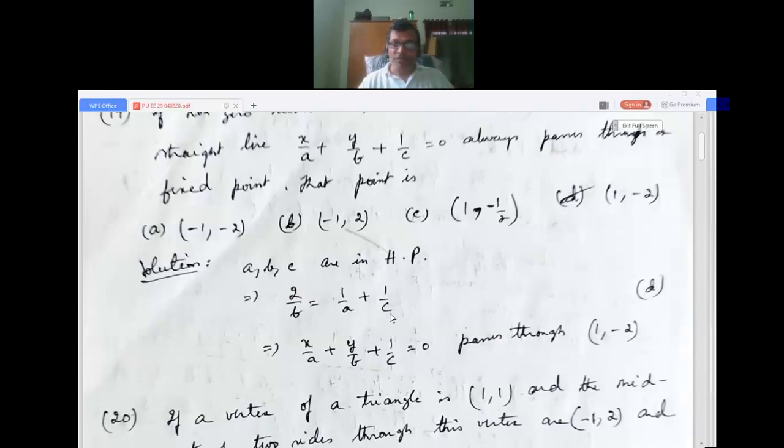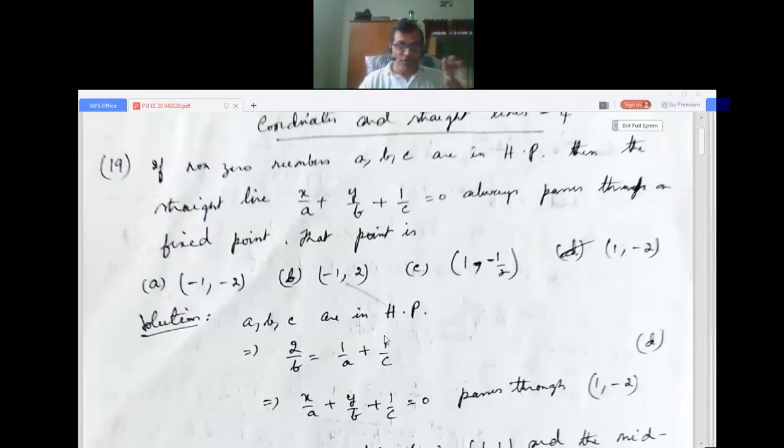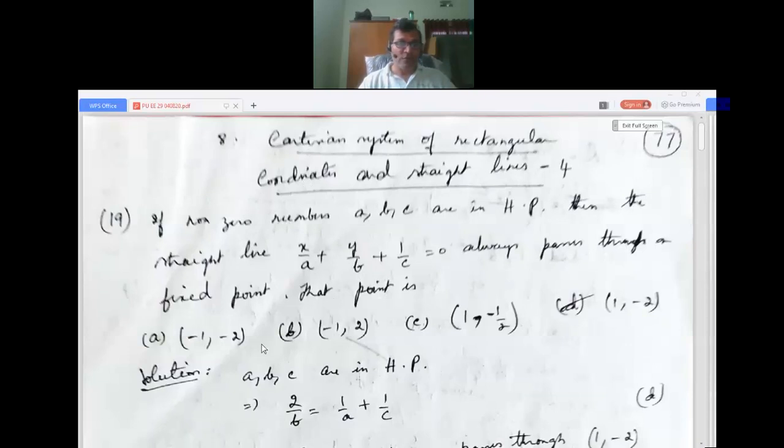See here, if I put x as 1, that is 1 by a, and y as minus 2, we get 1 by a minus 2 by b plus 1 by c. If you take 2 by b to that side, it will be 1 by a plus 1 by c equals 2 by b. So clearly this equation satisfies that. So it passes through the point 1 comma minus 2. This is a logical question. I hope you are following it. Try to understand it. Once again I will explain.